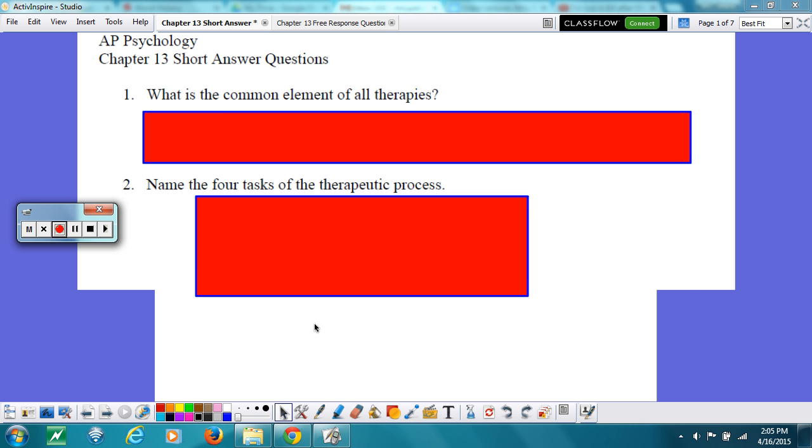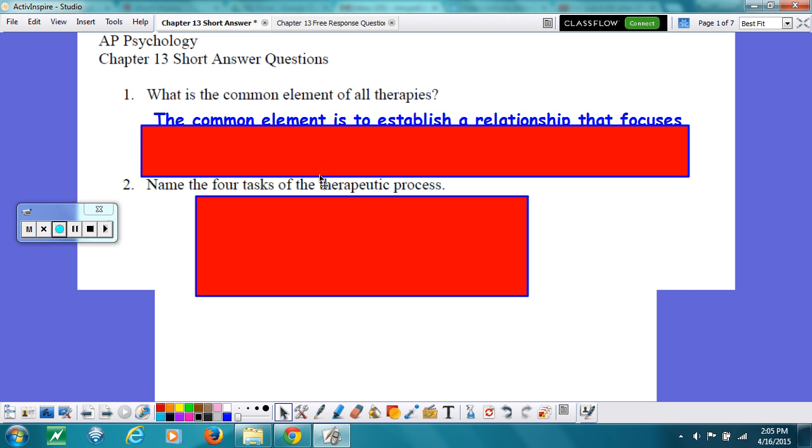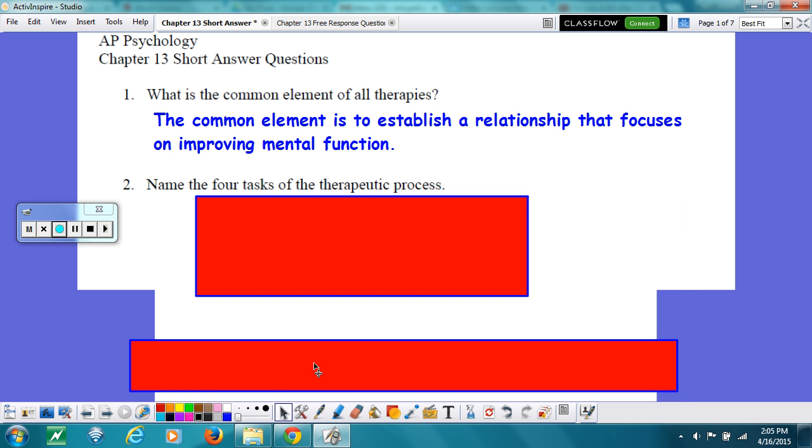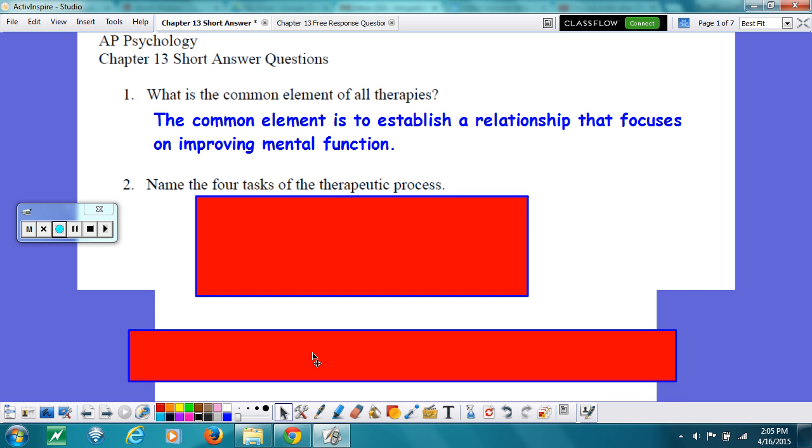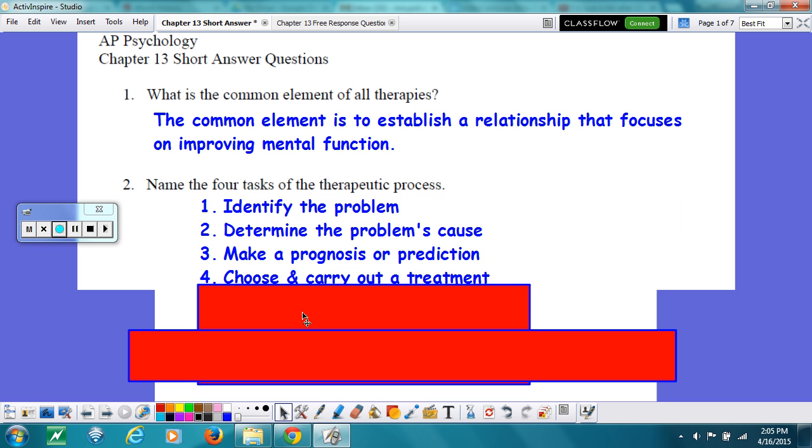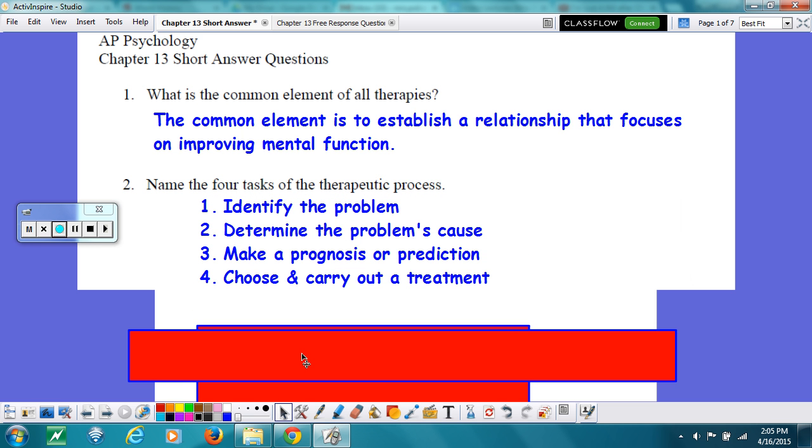So, question number one, what is the common element of all therapies? And this element, for the most part, is to establish a relationship that focuses on improving mental function. Number two, name 4 tasks of a therapeutic process. That is, number one, to identify the problem, two, to determine the problem's cause, three, to make a prognosis or a prediction, and finally, four, to choose and carry out a form of treatment.